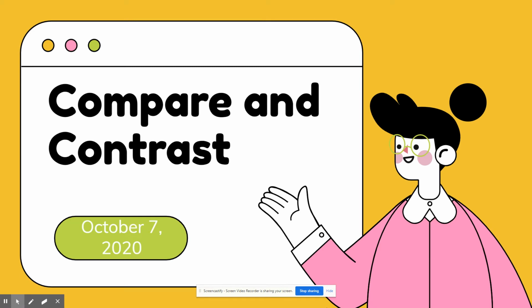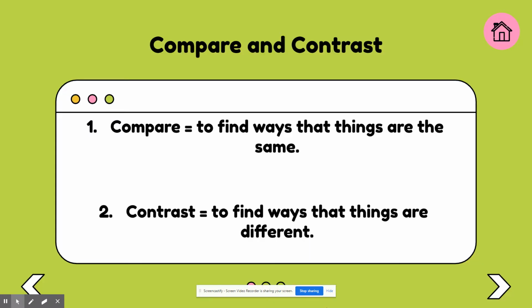So, for today, we're going to be talking about compare and contrast. Now, I'm using the same presentation we used in the last class. So, what does it mean to compare? To compare means to find ways that things are the same. So, it's to find things that are similar, things that are the same.